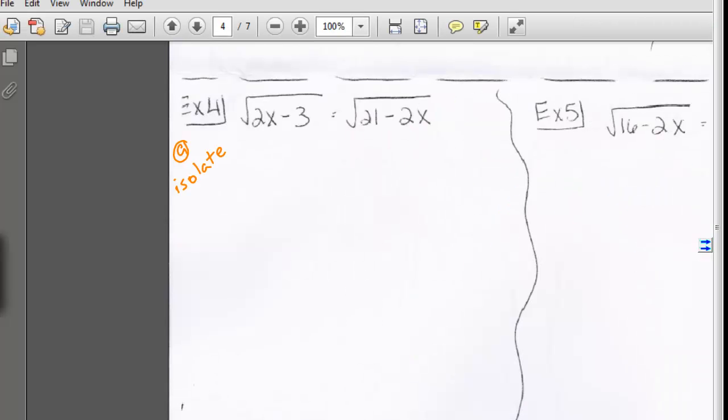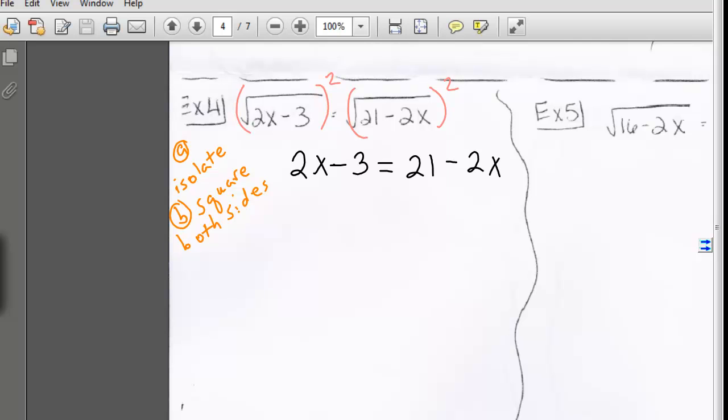Look at example 4. The square root of 2x minus 3 equals the square root of 21 minus 2x. We need to isolate the radicals. Notice I have a radical on each side. This is isolated. Next step, square both sides. This gives us 2x minus 3 equals 21 minus 2x. Solve for variable x.